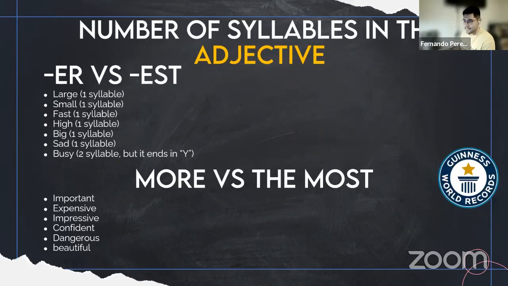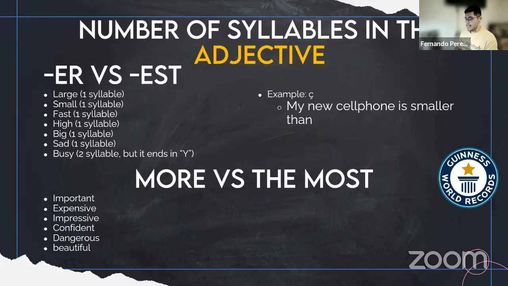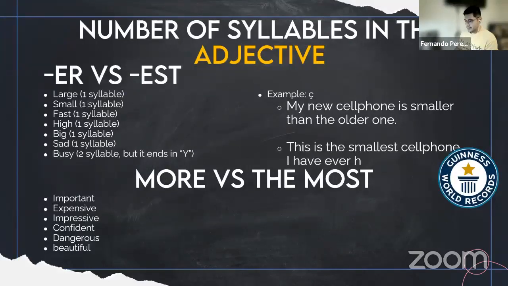So you can say, as an example, my new cell phone is smaller than the older one. This is the smallest cell phone I have ever had.